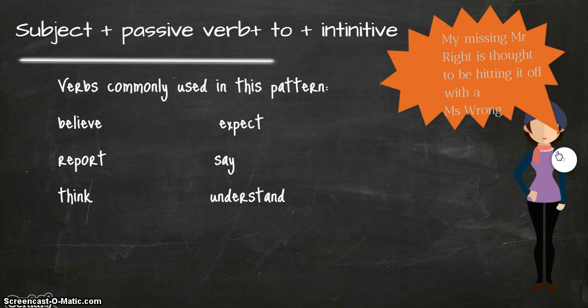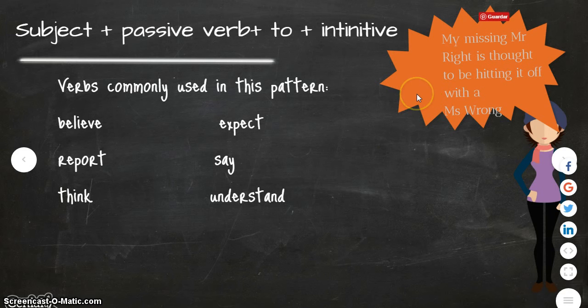Okay. First structure is using a subject plus the reporting verb in its passive form, followed by to plus infinitive. Verbs commonly used in this pattern are the ones that you can see on the screen. An example, Miss and Mr. Right is thought to be hitting it off with the Mrs.